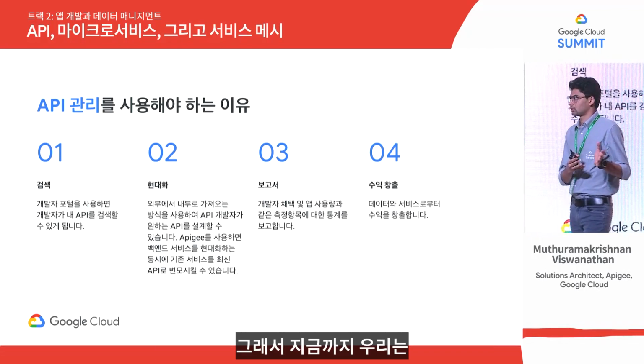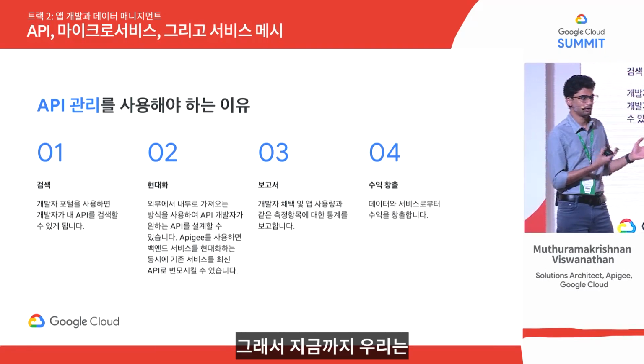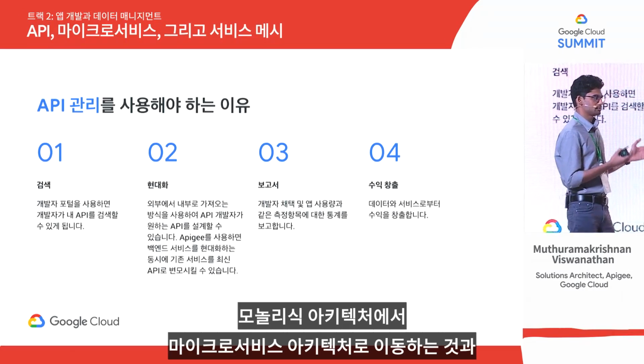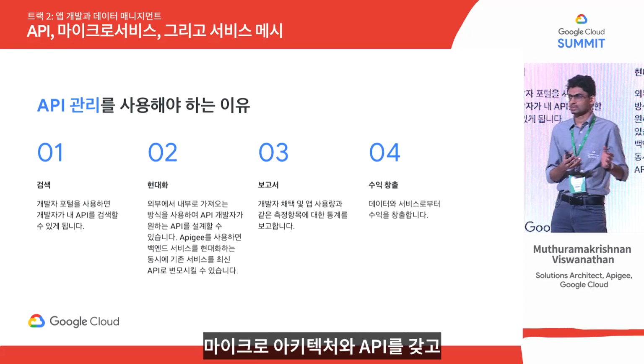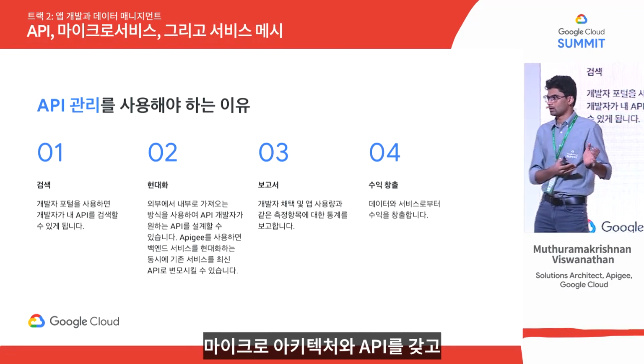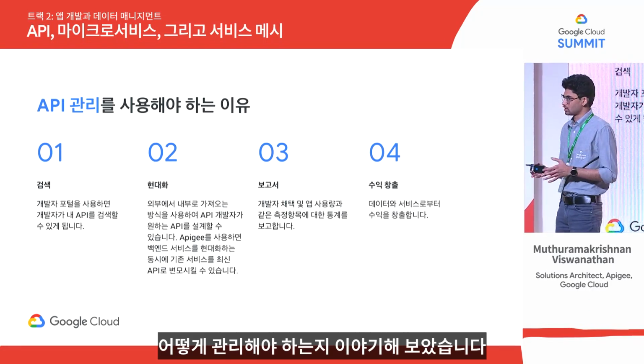So we spoke about how we need to evolve from monolith architecture to a microservice architecture. And having a microservice architecture also leads to having a lot of APIs, and how do you manage them as well.